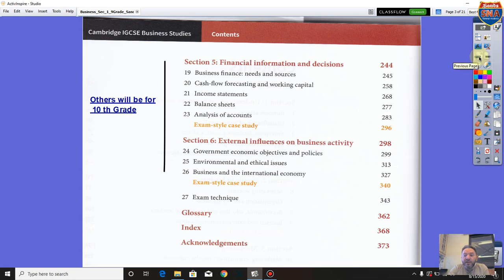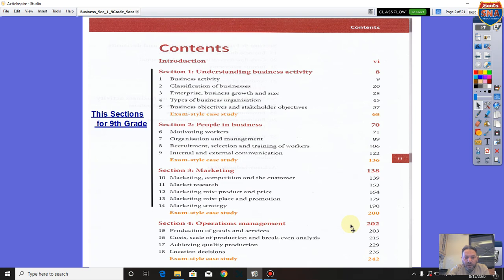So guys, in 9th grade we are going to take just the first three sections, and it will be split into two parts related to semester 1 and semester 2 for this year. So we are going to take section 1 and semester 1, containing these five topics: business activities, classification of businesses, enterprise, business growth and size, types of business organization, and business objectives and stakeholder objectives.